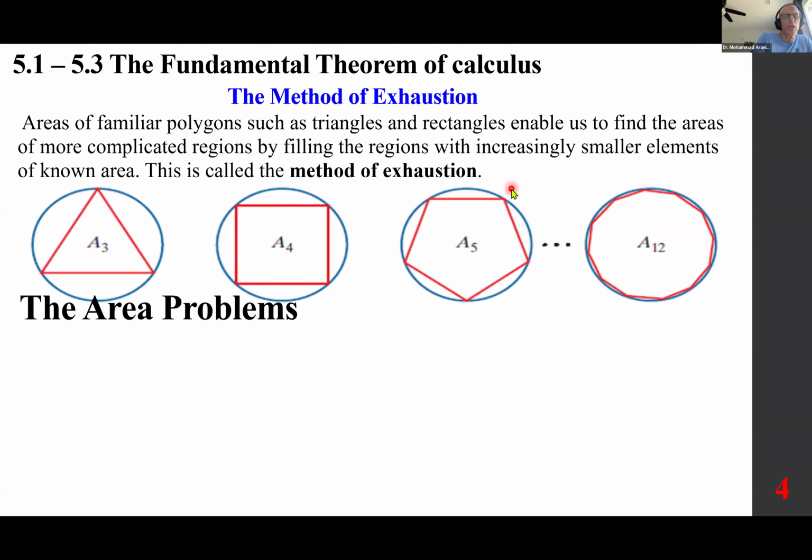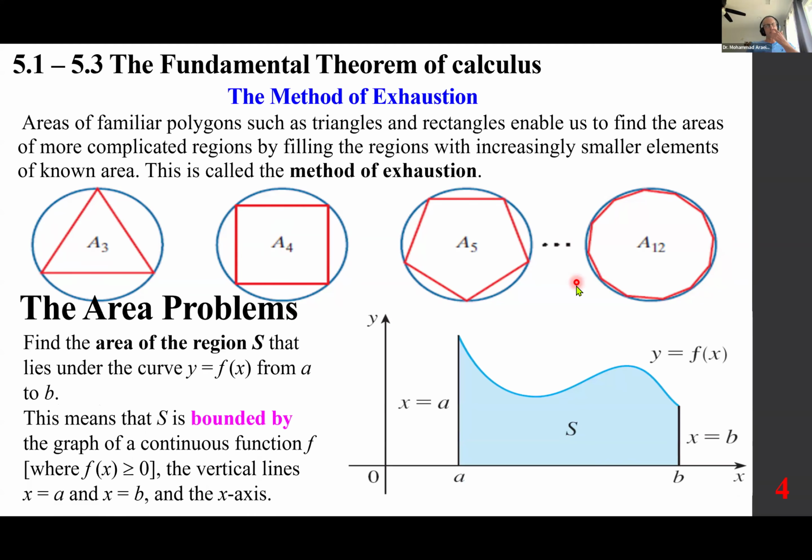For example, when they didn't know the area of a circle was pi r squared, they inscribed it with a 3-sided triangle, then a 4-sided square, and so on and so forth. As you can clearly see, when we add to the number of sides, the area becomes closer to the actual area. In this case, it's almost identical to the area of the circle.